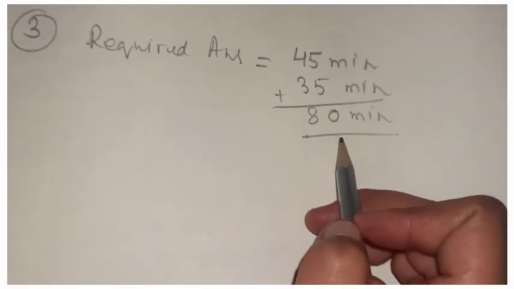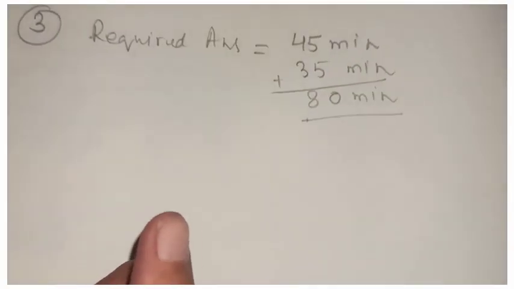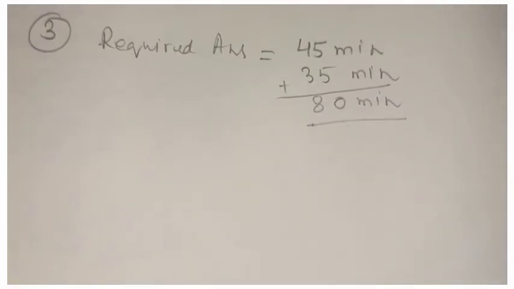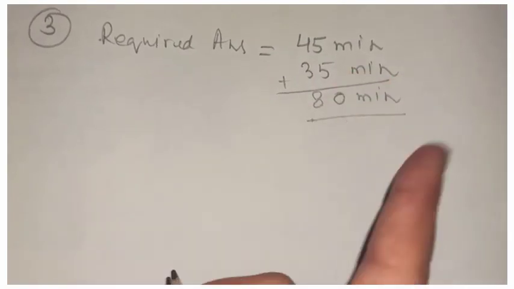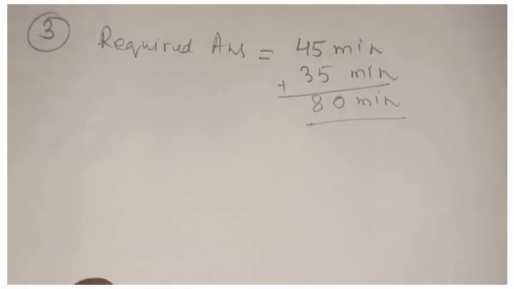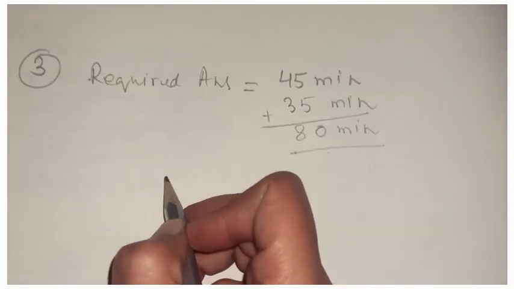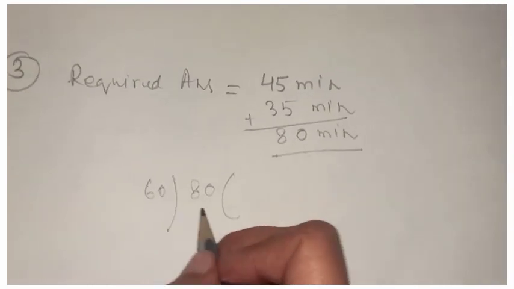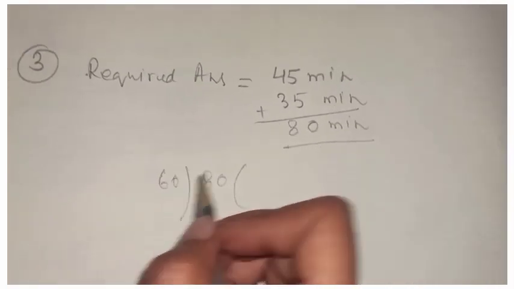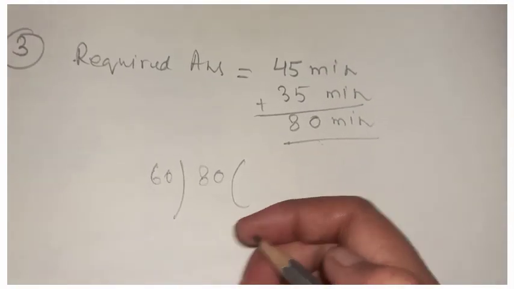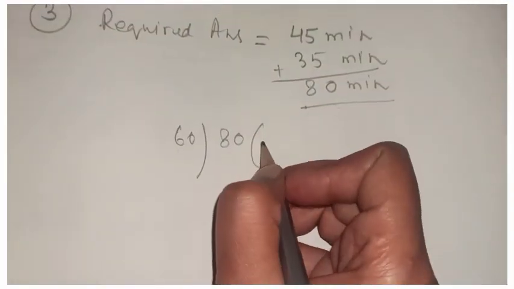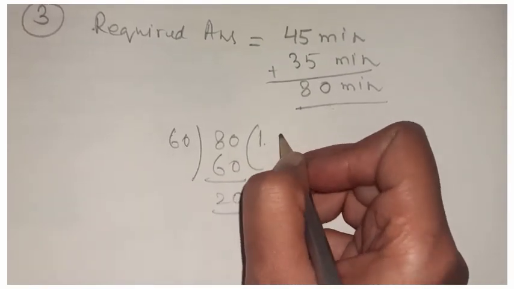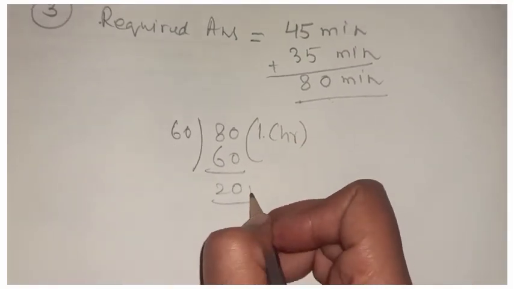Okay, this will not be your answer, because whenever your minutes are greater than 60, you have to convert those minutes into hours. Earlier I told you how to convert minutes to hours, by the division method, right? So we will make a division here. 60 divides 80. Why are we dividing by 60 only? Because we know that 60 minutes is equal to 1 hour. So 60 ones are 60, remainder will be 20. I told you that the quotient is hours and the remainder is minutes.